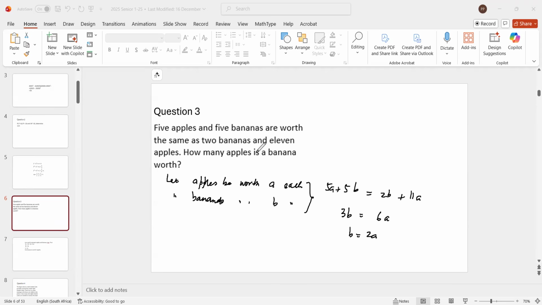So how many apples is a banana worth? A banana is worth 2 apples. So the answer is 2. 1 banana is worth 2 apples. Okay.